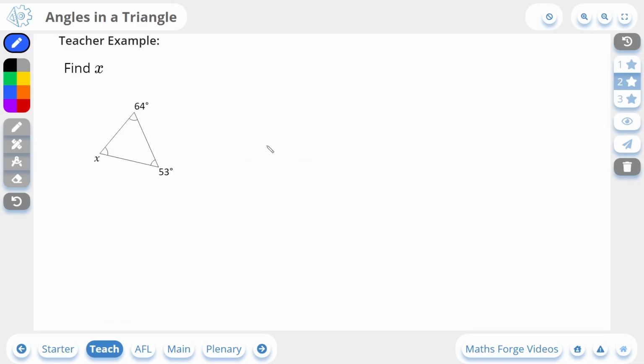We'll do a 2-star example now. Again, we're given a triangle, 2 angles, and the missing angle that we are asked to find. So just as we've done for the 1-star example, we're going to take our 3 angles, add them together, and equal them to 180 degrees.